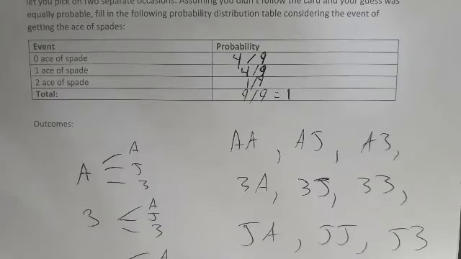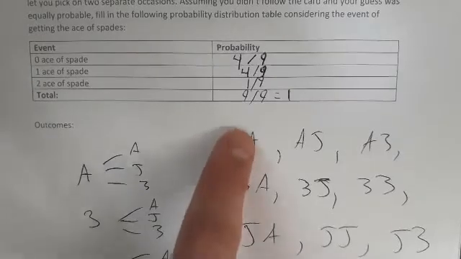So if I want to make a probability distribution table, the first thing to do is to list all my possible outcomes. After I list all my possible outcomes, I get my theoretical probability. I fill it into my probability table. And we should probably check to make sure the sum is 1.